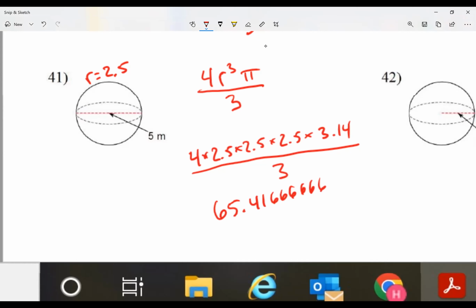Okay, I can only have 2 decimal places. So I look at the second one, it's too small, so I'm going to ignore all those. So my answer will be 65.4. On the instructions, it will say rounded to the nearest tenth, which means 1 decimal place.